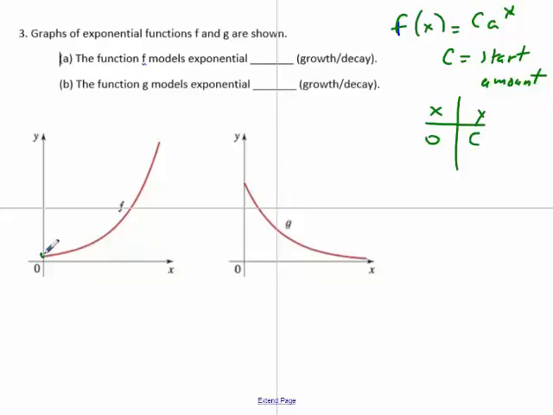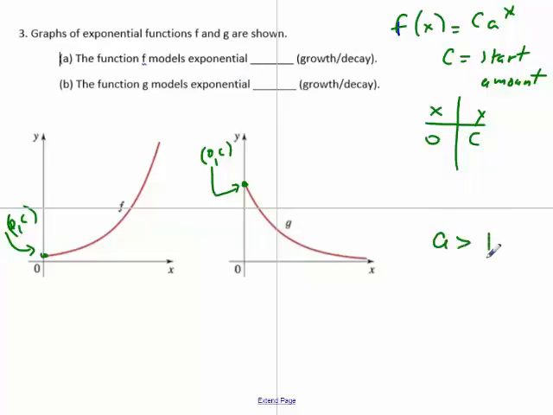So whether I've got this graph over here, or whether I've got that graph over here, my starting amount would be 0 comma c. When x is equal to 0, my value for the function is c. So there's our starting amount. Starting amount is always 0 comma c. The other piece of information is a.